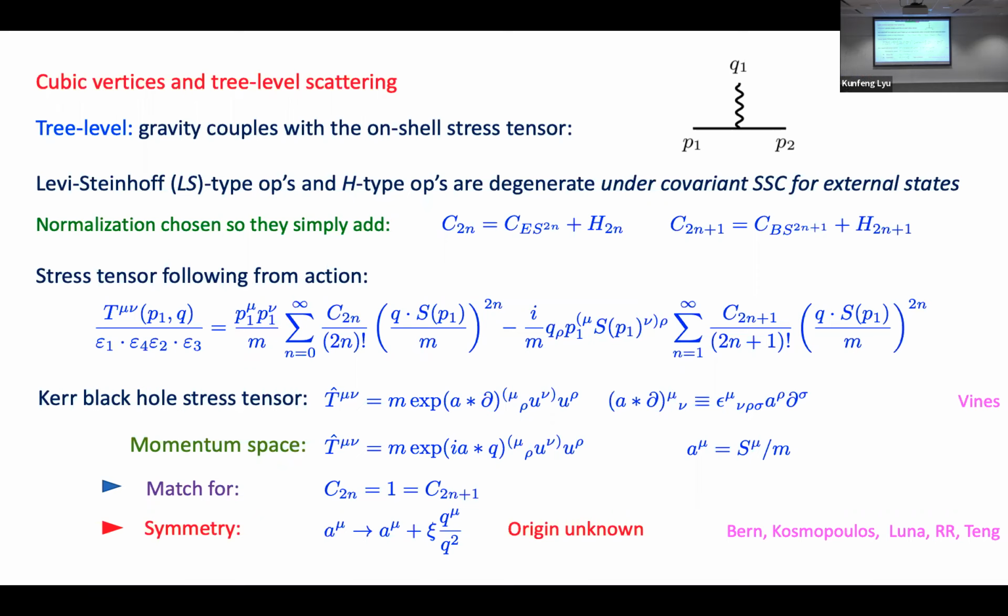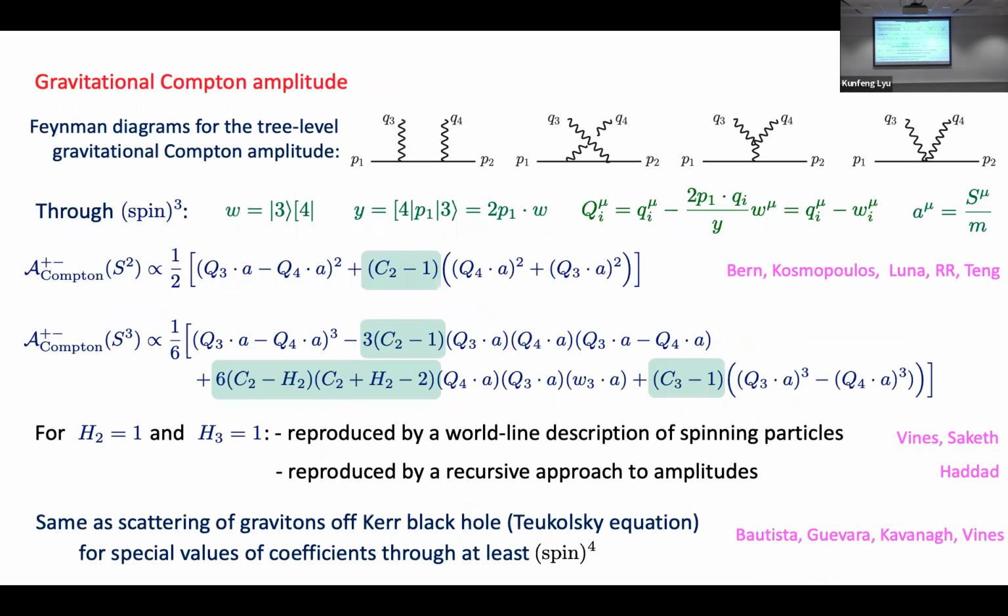Right, so again, back to the question, why did I make a fuss about C and H? If one actually goes beyond the form factor and computes a Compton amplitude, then something interesting happens. Here I'm showing you the Compton amplitude with 2 gravitons of opposite helicities.